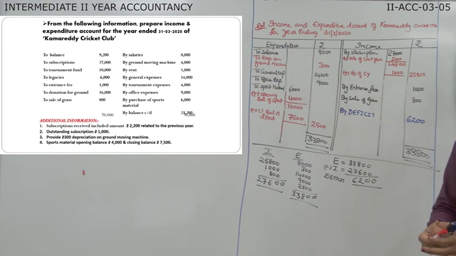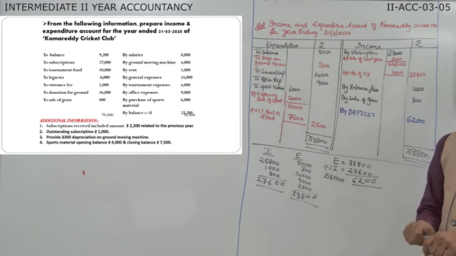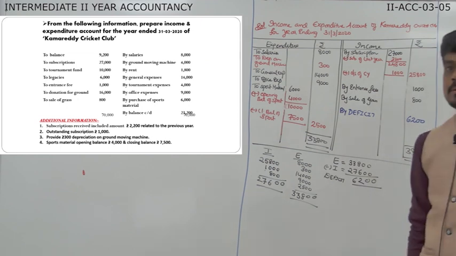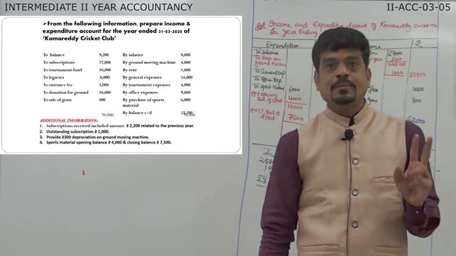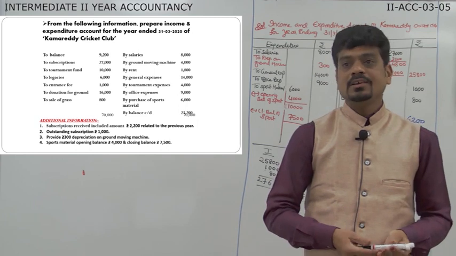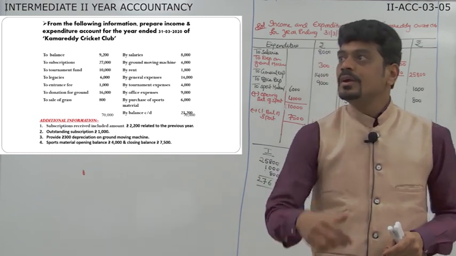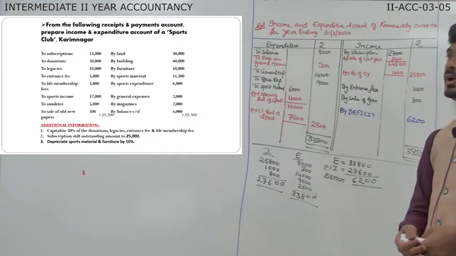Now, coming to the next problem, the last problem of the session for this chapter. I have done 2 problems of receipts and payments account, and 4 problems I am covering for income and expenditure account. So focus on them. Now I am going for the next problem. Question for you all.